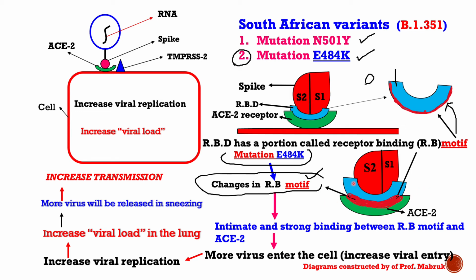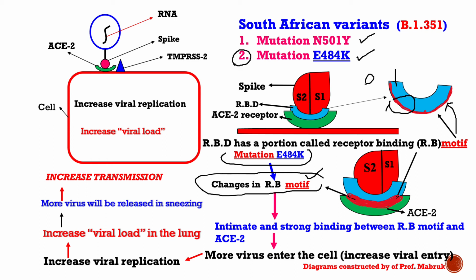The blue color is the receptor binding domain. You see here that thick red color, which I'm pointing at with my laser pointer. This is the receptor binding motif. But you can see that because of this E484K mutation, the structure of the receptor binding motif is changed. It will become thicker, for example. You see here, this is in the non-mutated. You see the receptor binding motif here.